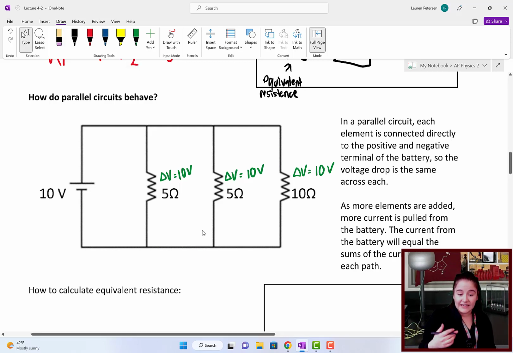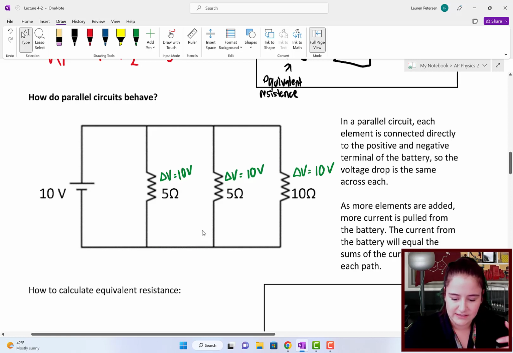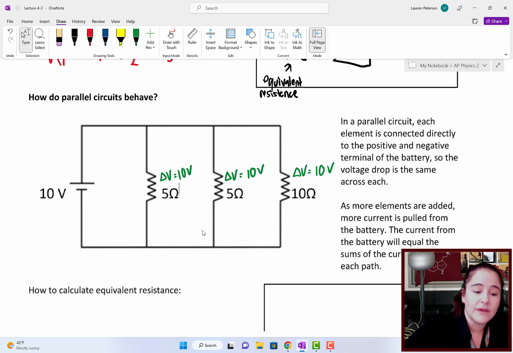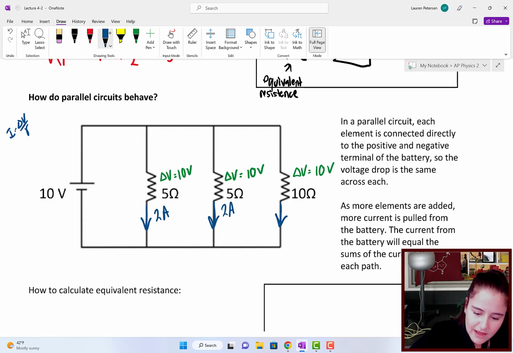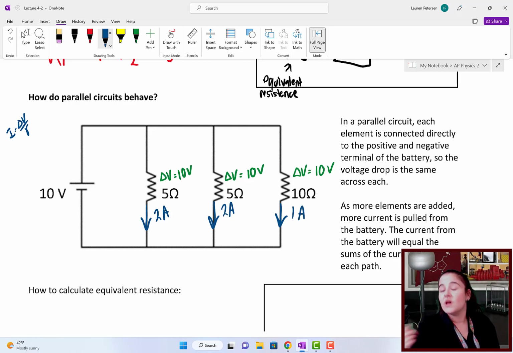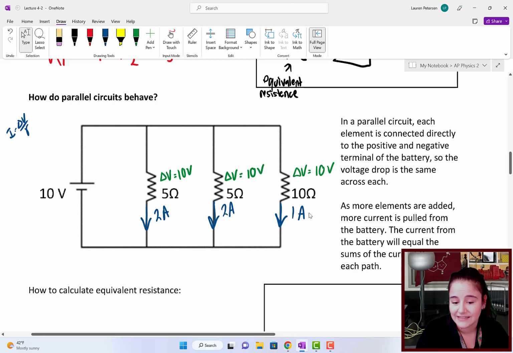Now, the effect of that is we can find the current. Remember, current equals voltage over resistance. So through this one path, we have 10 divided by 5, or 2 amps of current. Through this one we will also have 2 amps of current. And through this one, we will have 10 divided by 10, or 1 amp of current, which makes sense. If you have more resistance, you're going to have less current flowing. It's going to be slower, and it's going to back up and have more repulsions as it travels through the circuit.